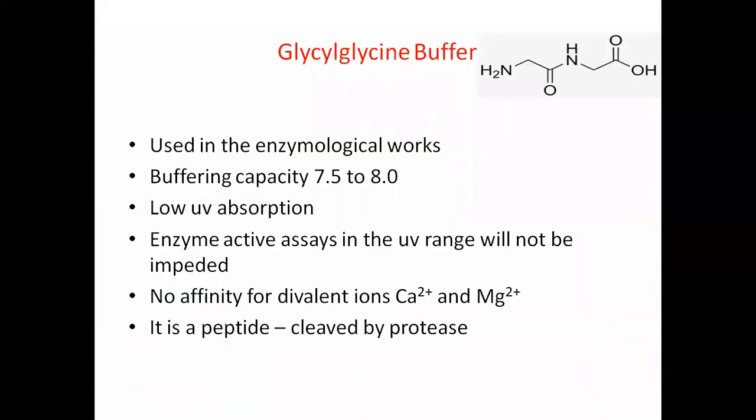The next buffer is the glycine buffer. What is this glycine buffer? Look at this structure. Actually, this is C double bond O, CH2, NH2, and then NH, CH2, C double bond O, OH. Normally, this buffer is used in enzymological work, and the buffering capacity is in the range 7.5 to 8.0. And this shows very low UV absorption.